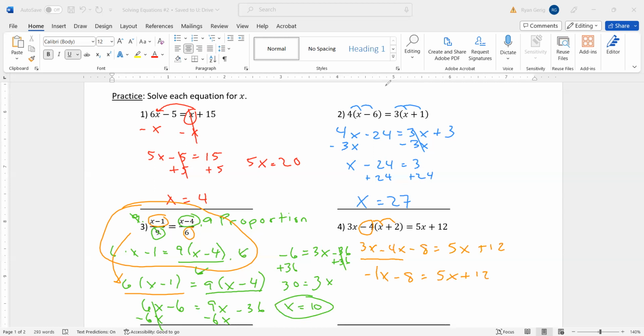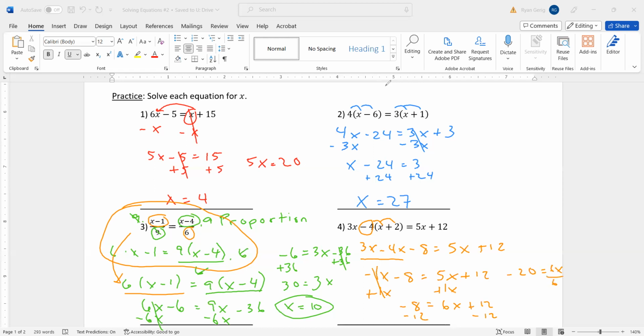Now, negative 1 is smaller than 5, so you would think move it to the other side, and you'd be correct. I'm going to move negative 1 to the other side, but this time, instead of subtracting it, I have to add 1x. So I get negative 8 equals 6x plus 12. Subtract 12 now. I get negative 20 equals 6x.